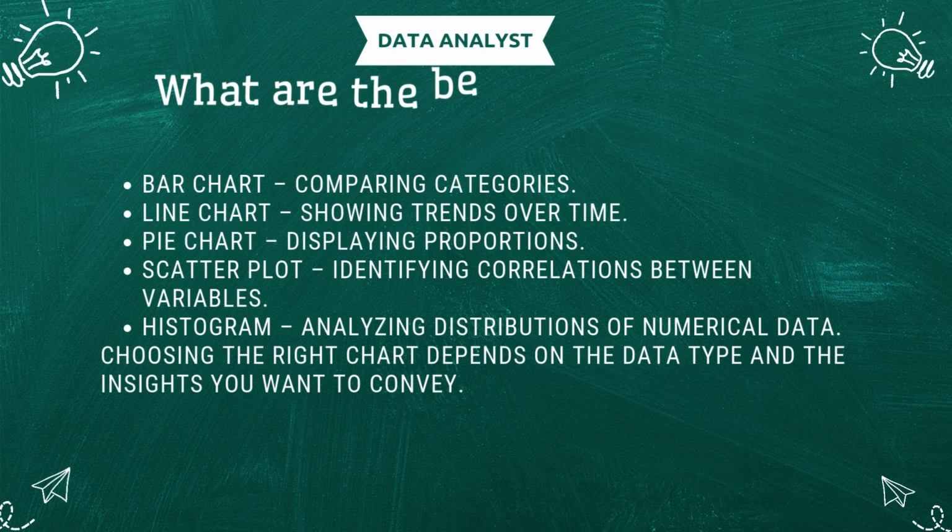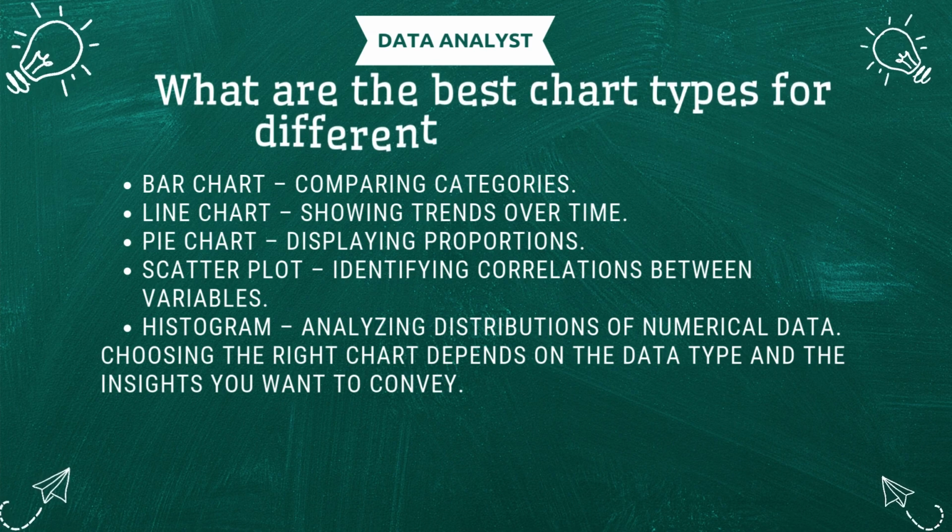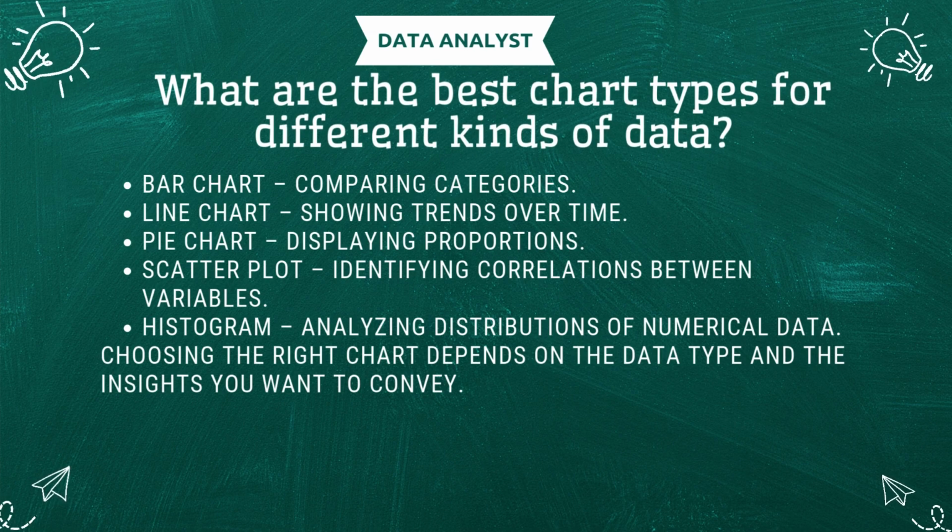What are the best chart types for different kinds of data? Bar chart, comparing categories; line chart, showing trends over time; pie chart, displaying proportions; scatter plot, identifying correlations between variables; histogram, analyzing distributions of numerical data. Choosing the right chart depends on the data type and the insights you want to convey.